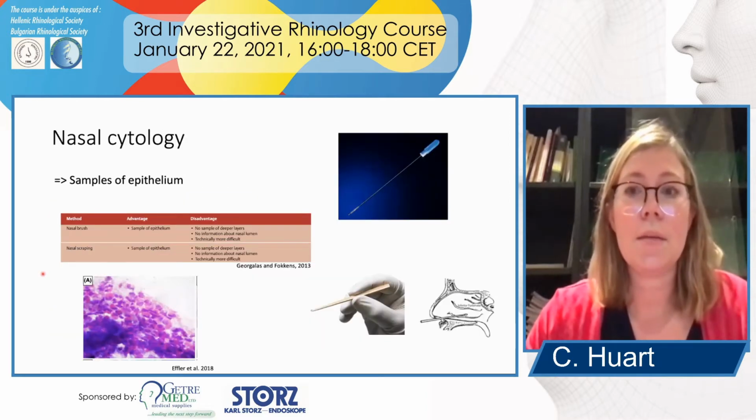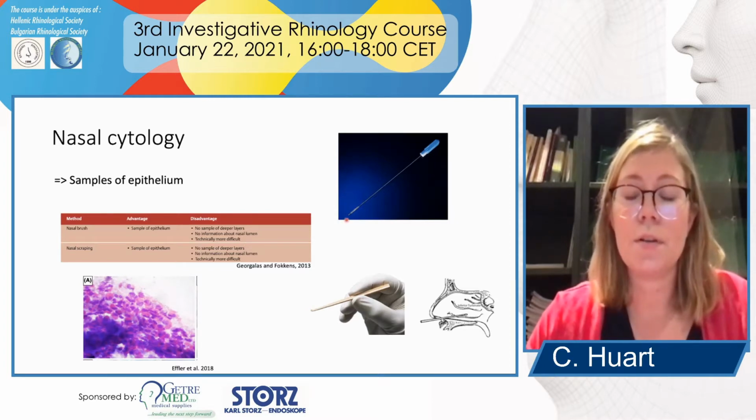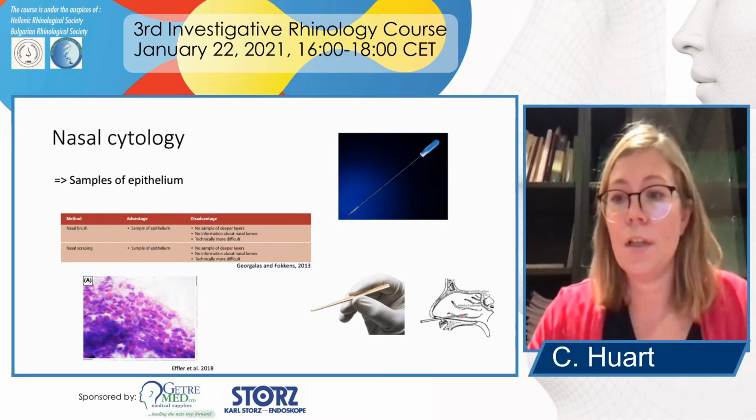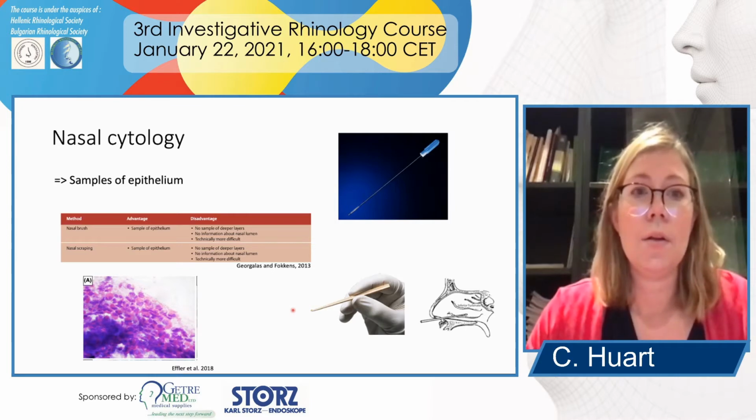If you want to collect some cells, you can do it using cytology. You can either use this cytology brush. This brush is inserted at the level of the middle meatus and twisted, or you can use this tool to scrape the mucosa of the inferior turbinate, called the rhinoprobe. And when you look at cytology, you can see, for example, here that you have a lot of eosinophilic cells.